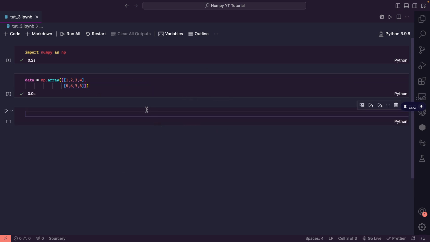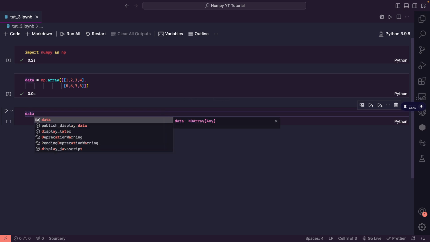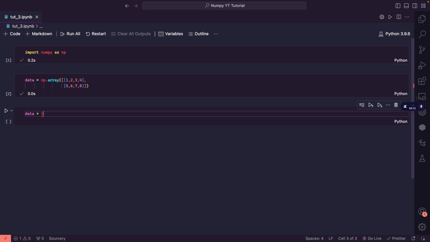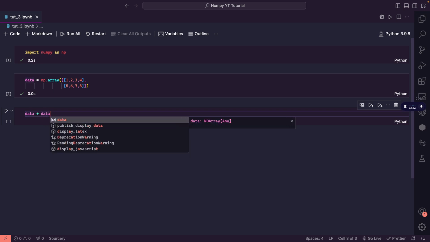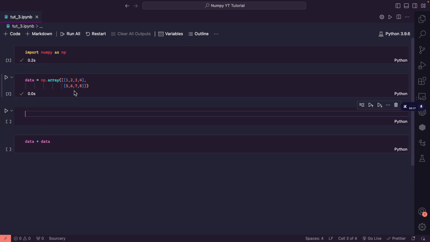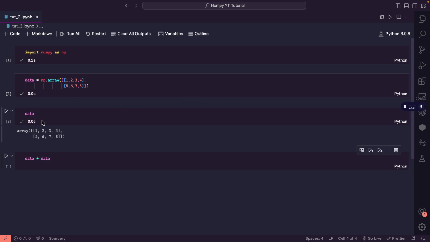Now we will do some simple arithmetic with it. What we're doing is adding data to data. Let's see, our data looks like this. It is an array in which we have two rows and four columns. Okay, two rows and four columns. Now we're adding this data to itself.